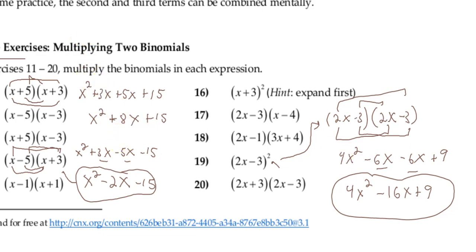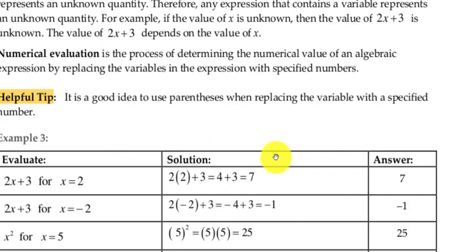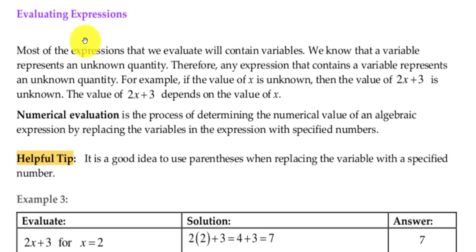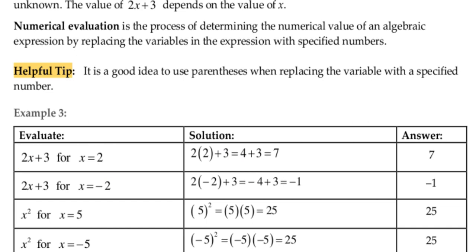Okay? Let's keep working. The last thing I want to do is evaluating expressions. So for example, if I say to you evaluate 2x plus 3, knowing that x is equal to 2, what you would do is you would replace the x with 2, right? So you notice how instead of 2x, they now say 2 times 2, because we replaced the x with 2. And then we get an answer of 7, right?